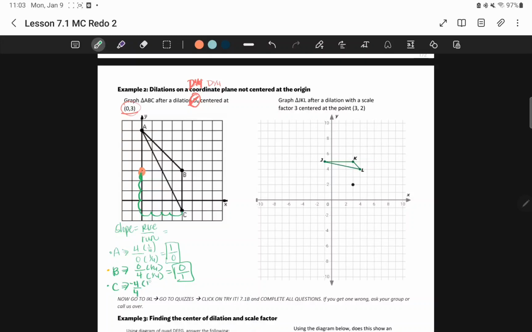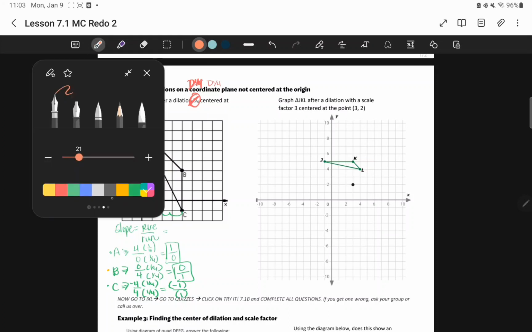We multiply the top and the bottom by our scale factor. Negative 4 times a 4th is negative 1. 4 times a 4th is 1. Then we start at the center, go down 1 and then right 1. And there is our C prime. This is my B prime, and my A prime was 1, 0. We had already plotted those.